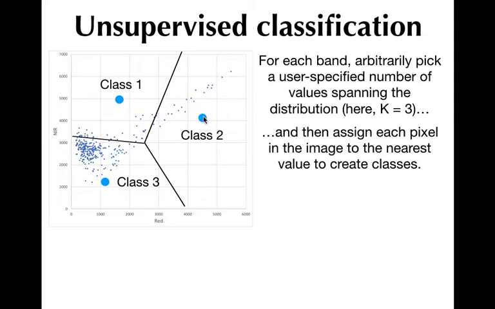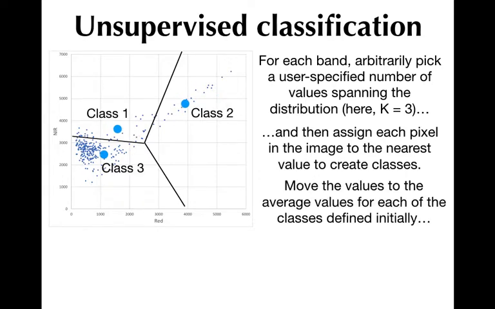But we're not going to stop there. Instead, we're going to take those 3 random values and make them non-random by reassigning the locations of these values to the average values for all the pixels that we've already selected. So in other words, we're going to move class 2 to the average value for all these class 2 pixels, class 1 to the average value of all the class 1 pixels, class 3 to the average value of all the class 3 pixels.